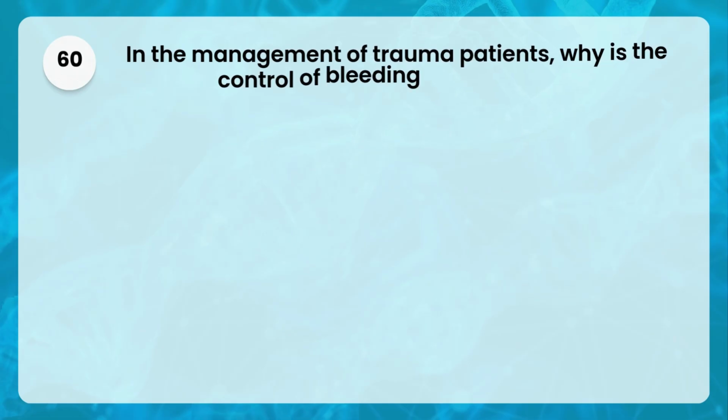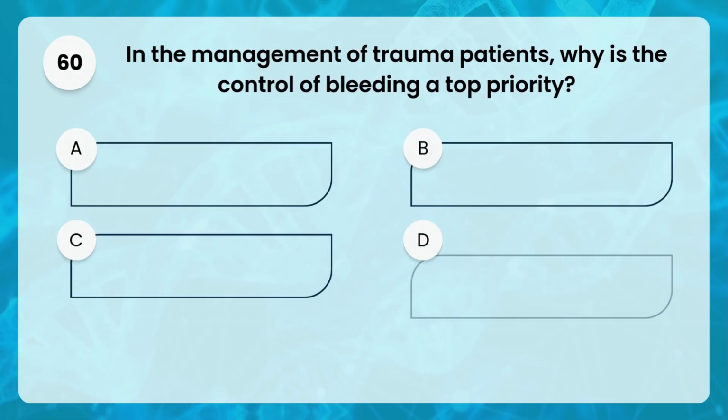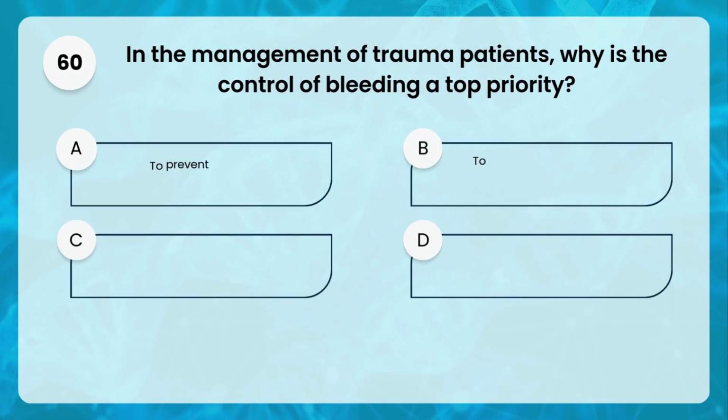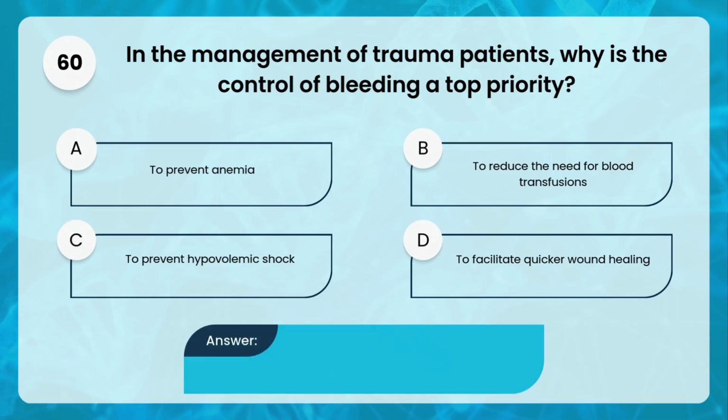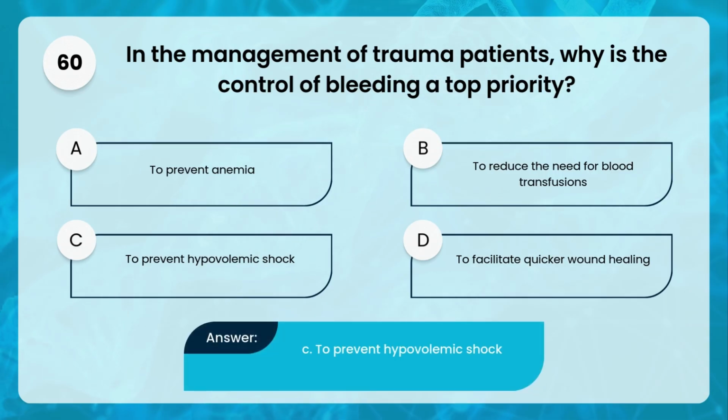60. In the management of trauma patients, why is the control of bleeding a top priority? A. To prevent anemia. B. To reduce the need for blood transfusions. C. To prevent hypovolemic shock. Or D. To facilitate quicker wound healing. The answer is C. To prevent hypovolemic shock.